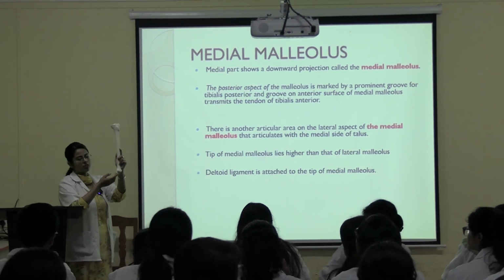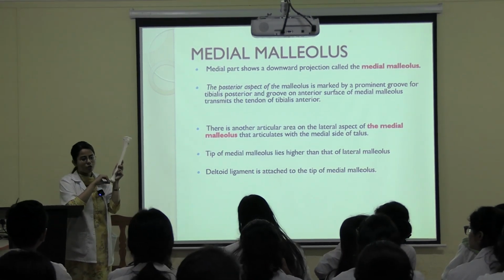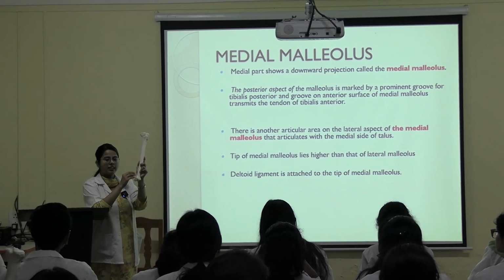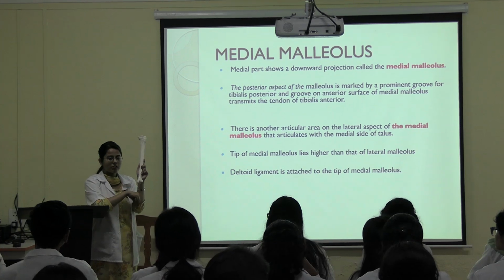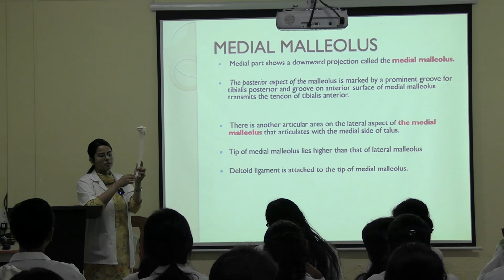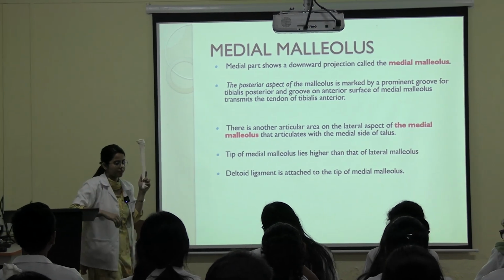The tip of the medial malleolus will have the deltoid ligament. I will show you the deltoid ligament. It is present a little bit higher than the lateral malleolus. The lateral malleolus is in the fibula. So the tip of the medial malleolus is a little bit higher than the lateral malleolus.